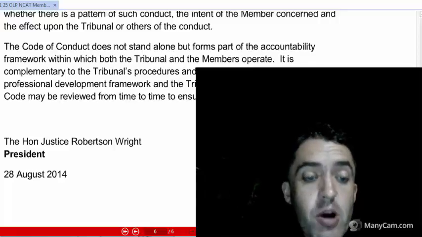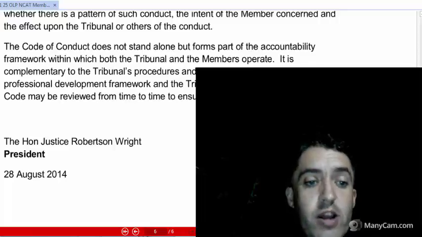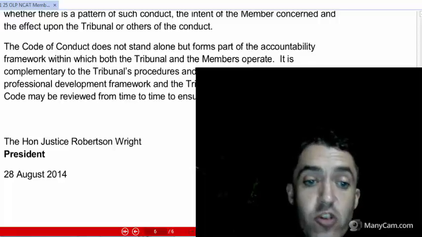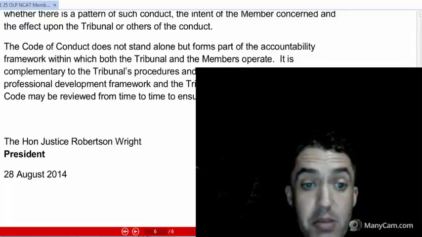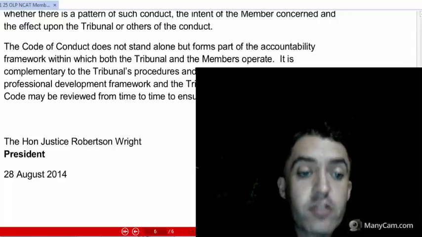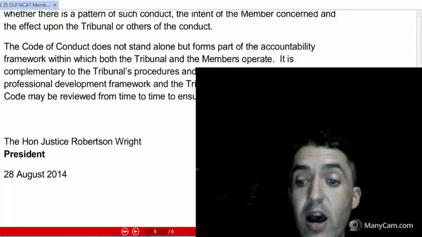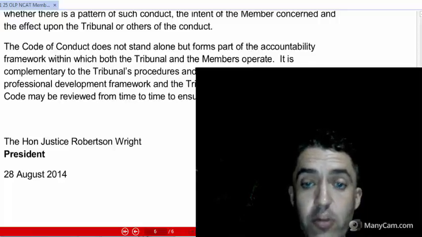And that was written by the Honourable Justice Robertson Wright. So it doesn't give his first name, and I presume that Robertson Wright would normally be hyphenated, but maybe Robertson is actually his first name. And he's the president, and he wrote this on the 28th of August 2014, but this was on their website when I checked today as their code of conduct for members.